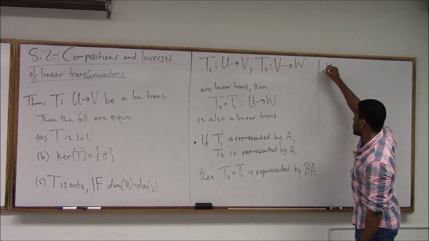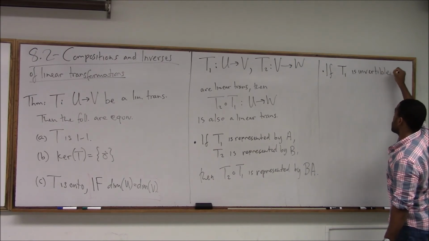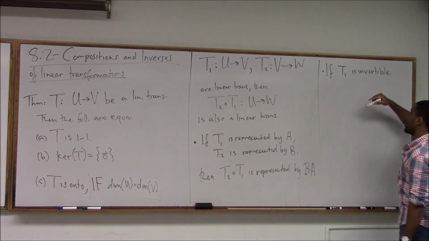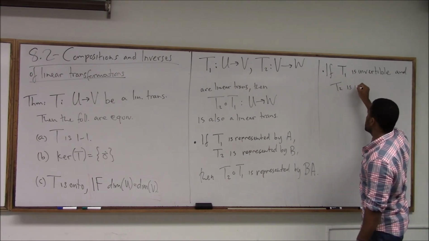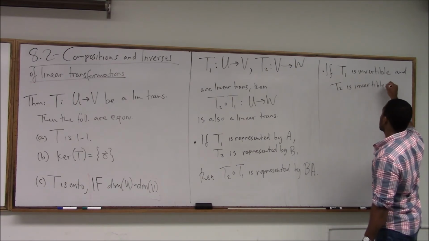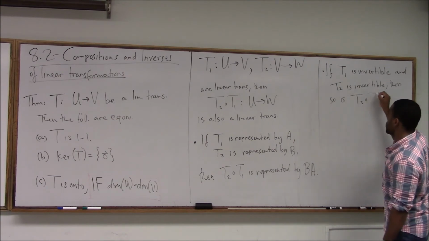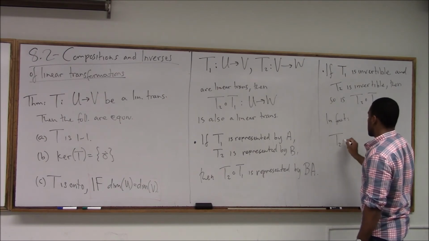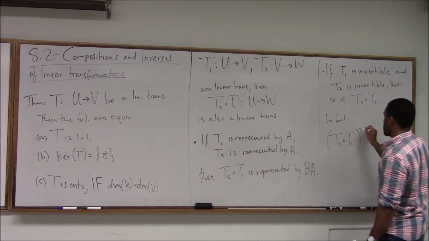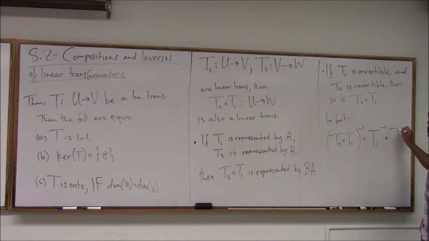So you also know that if T1 is invertible, meaning you can find a function that's a linear transformation that goes in the opposite way, and T2 is invertible, then so is T2 composed with T1. In fact, the inverse of the composition also follows the shoes and socks law. You take the inverses composed in the opposite order.